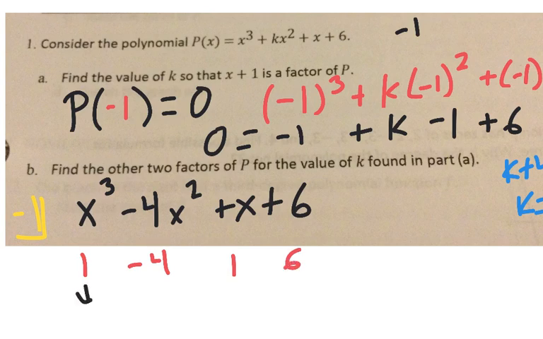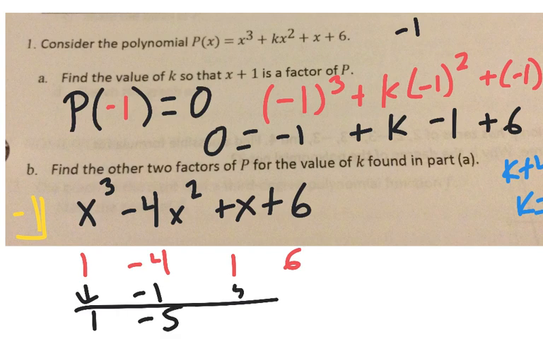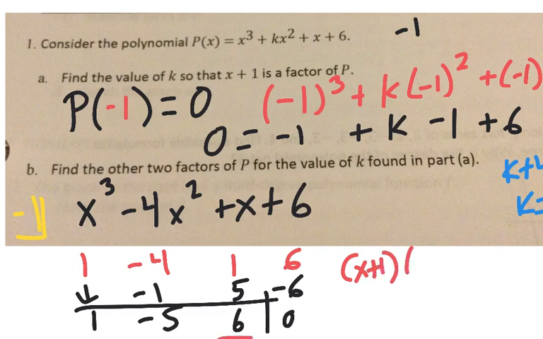Let me do this very quickly. 1, negative 1, negative 5, 5, 6, negative 6. So that means the original polynomial will factor to be x plus 1 was a factor, and then what's left over? This is the constant, x to the first term, x to the second term. So I have 1x squared minus 5x plus 6. And now I need to find the other two roots from here.